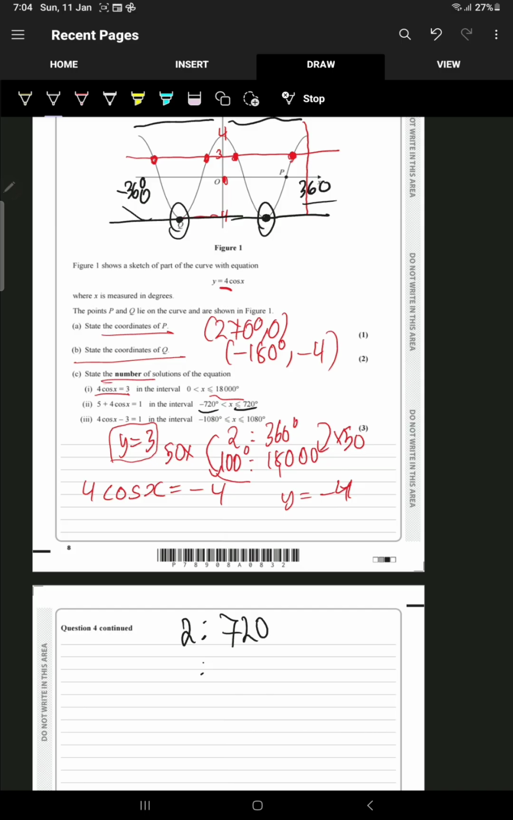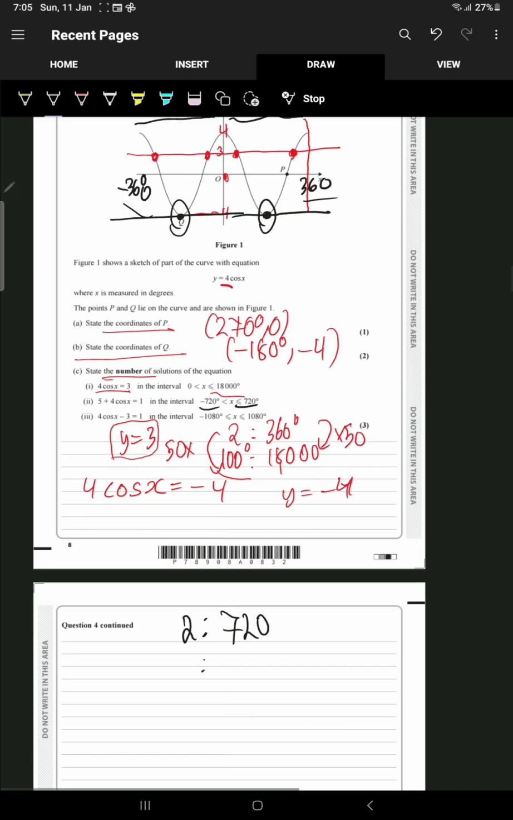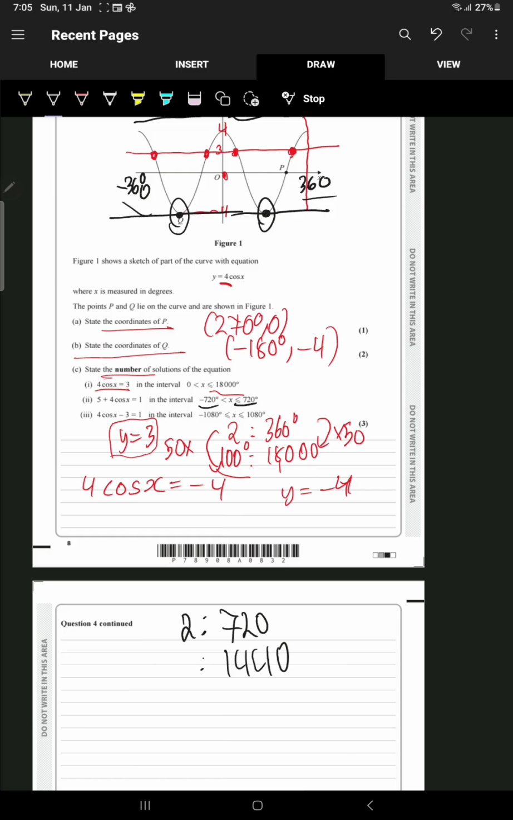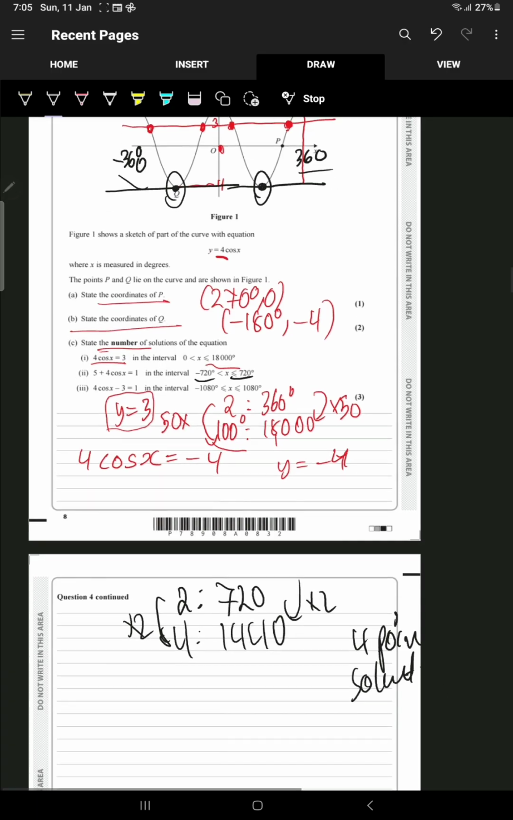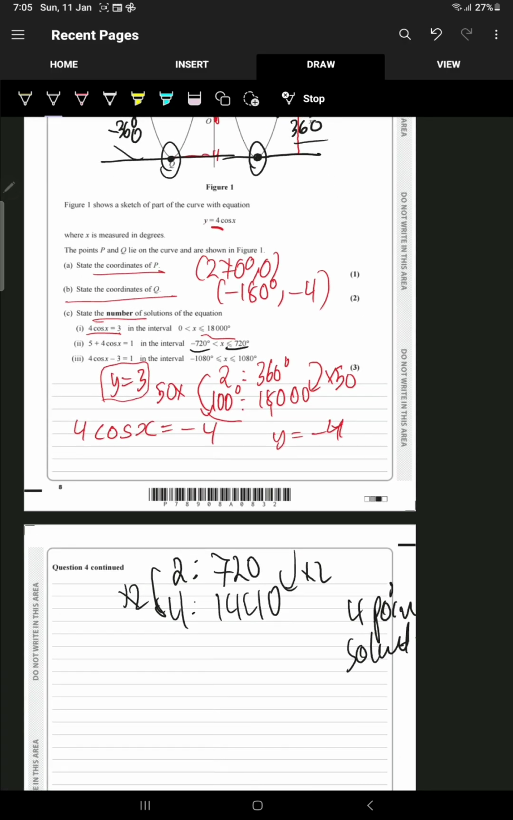This is going to give us 1440, and 1440 divided by 720, so you just times by 2, and this is going to give us 2 times 2 is 4. So there are going to be 4 points of intersection, so 4 solutions. All right, so the answer is going to be 4.